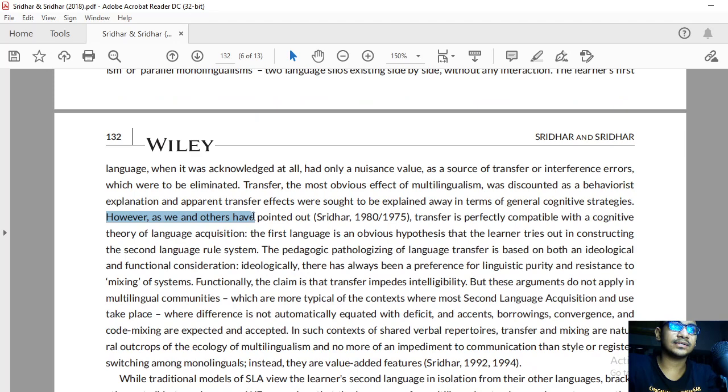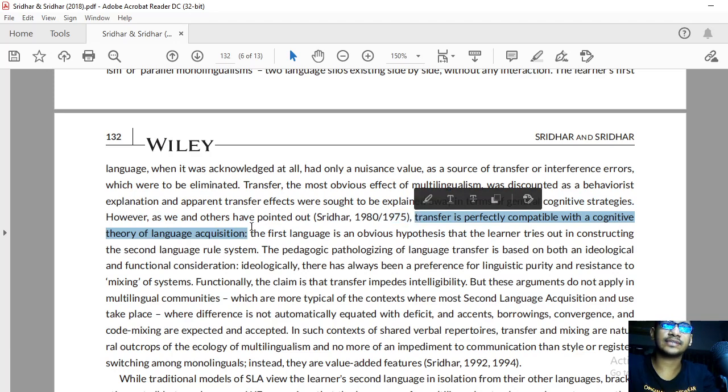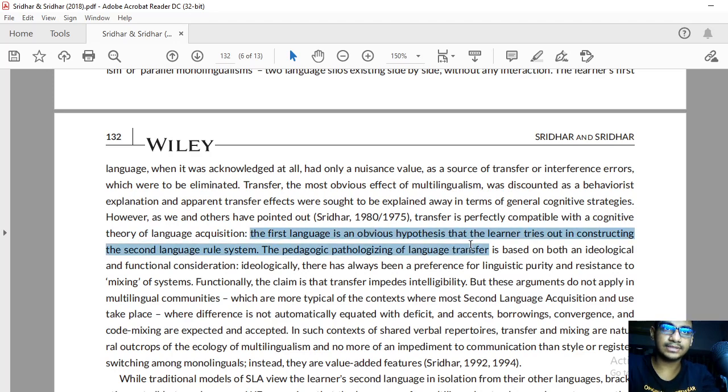However, as we and others have pointed out, for example Sridhar, in the two articles given here, 1980 and 1975, transfer is perfectly compatible with a cognitive theory of language acquisition. So the cognitive theory of language acquisition and transfer, these two theories can actually coexist, both can be right. The first language is an obvious hypothesis that the learner tries out in constructing the second language rule system.